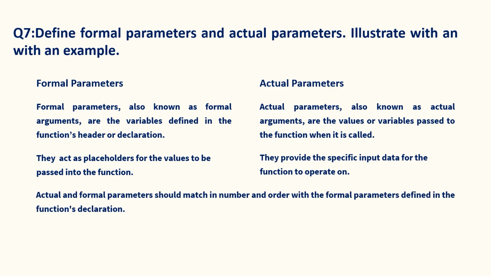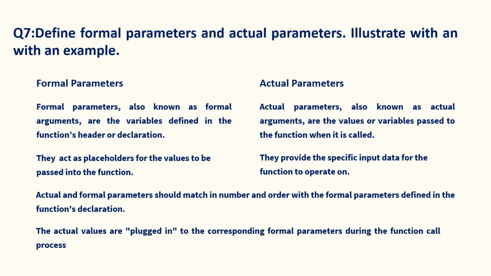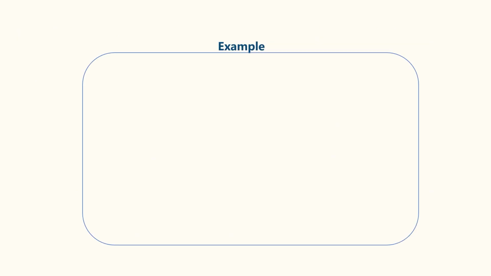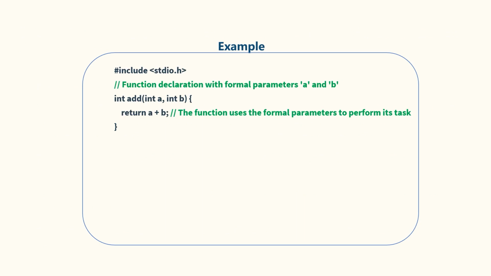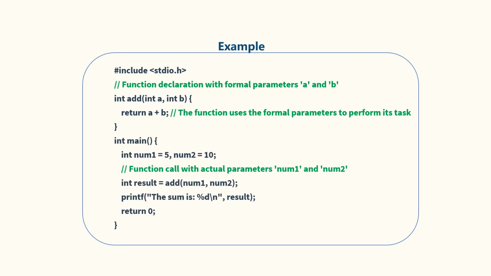Actual parameters should match in number and order with the formal parameters defined in the function's declaration. The actual values are plugged into the corresponding formal parameters during the function call process. Let us now illustrate the formal and actual parameters with an example. In the function declaration int add(int a, int b), a and b are formal parameters. In the function call add(num1, num2), num1 and num2 are actual parameters.